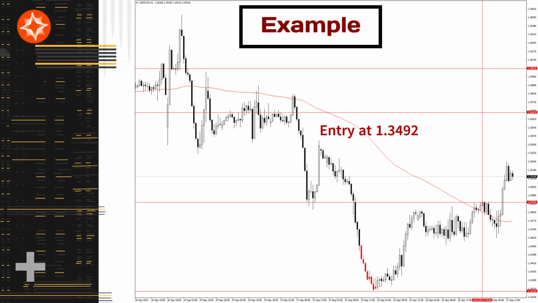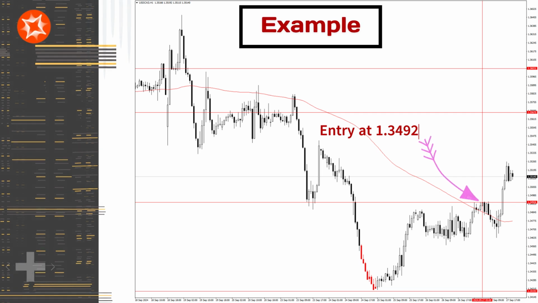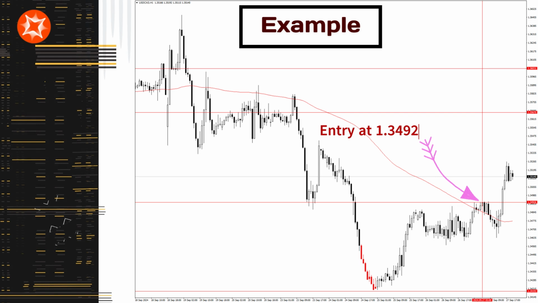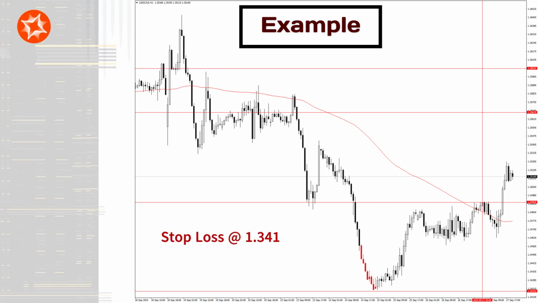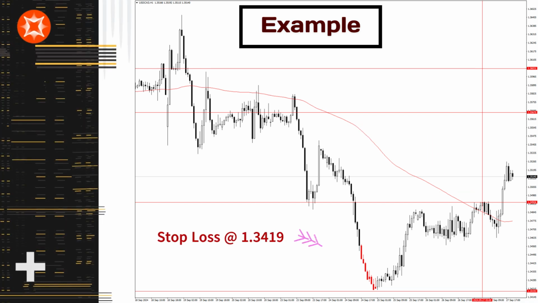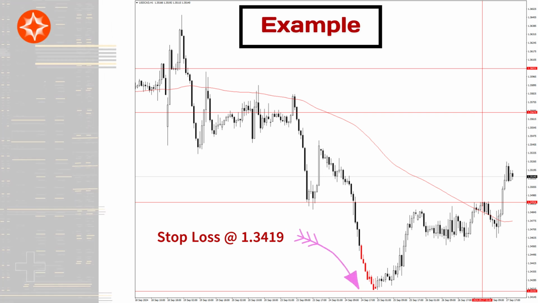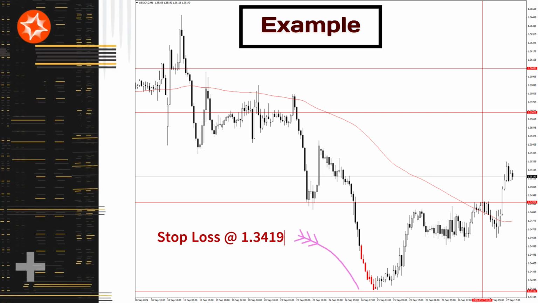This is our buy entry point at 1.3492. Remember, these two candles must not touch the moving average, otherwise the entry point is not valid. Stop loss is placed below the recent low at 1.3419, almost 73 pips from entry.